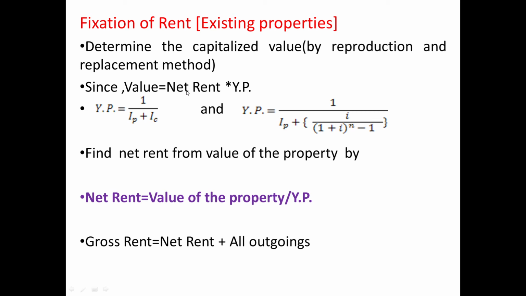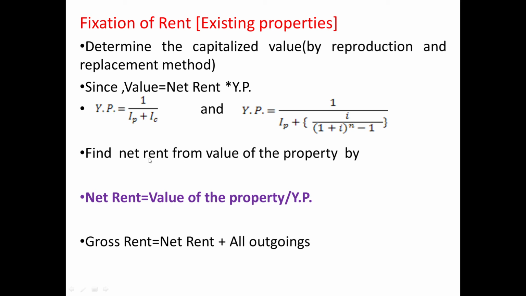Now we have already discussed the value of the property on the basis of rent available. We can work out net rent multiplied by years purchase, and that will give the value of the property. Here years purchase is taken as 1 upon IP plus IC, and we have already discussed all that part. Now from the value of the property we can work out the net rent. So value of the property divided by years purchase will be the gross rent, and gross rent will be equal to net rent plus all outgoings, and so we can work out the standard monthly rent.